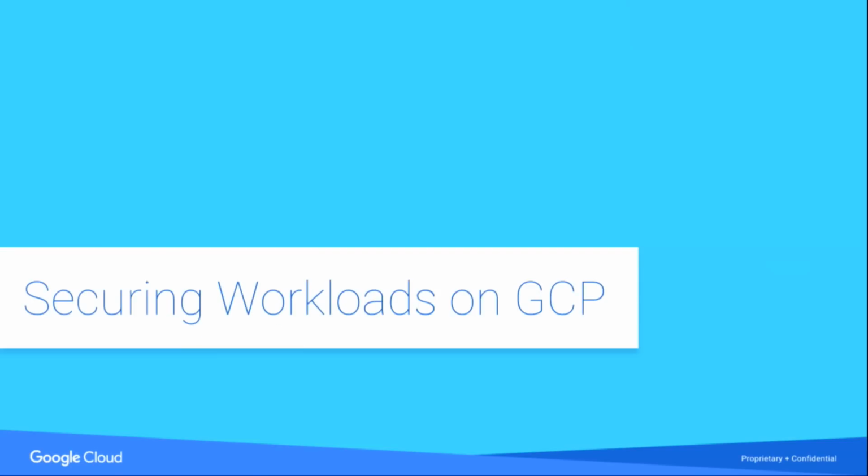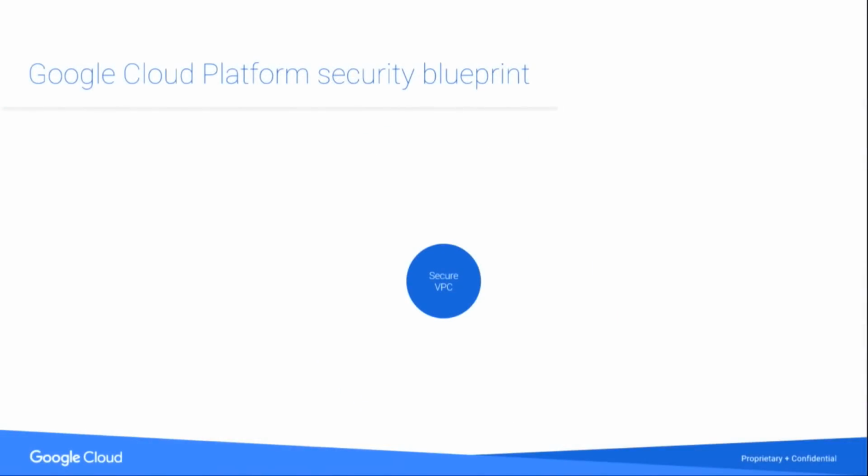But let's talk now about how you can secure your workloads on Google Cloud Platform. And to do that, I'm going to take an approach a bit like peeling an onion, but we'll start from the middle. I want to talk firstly about the secure VPC, which is the way in which you can develop and configure secure private networks on Google Cloud Platform.